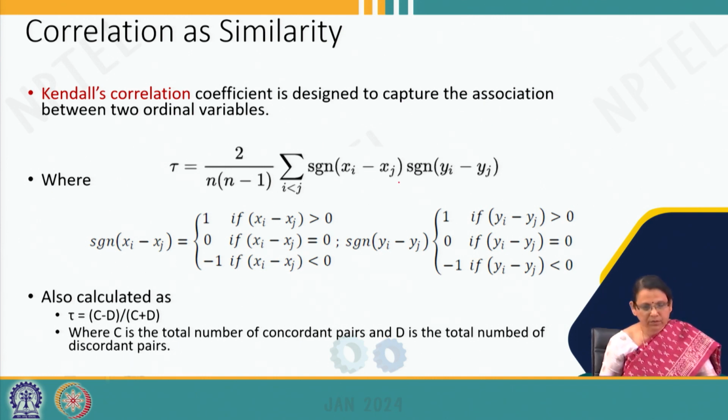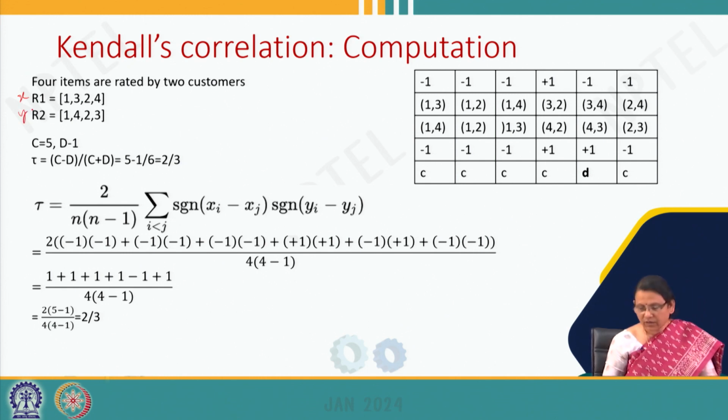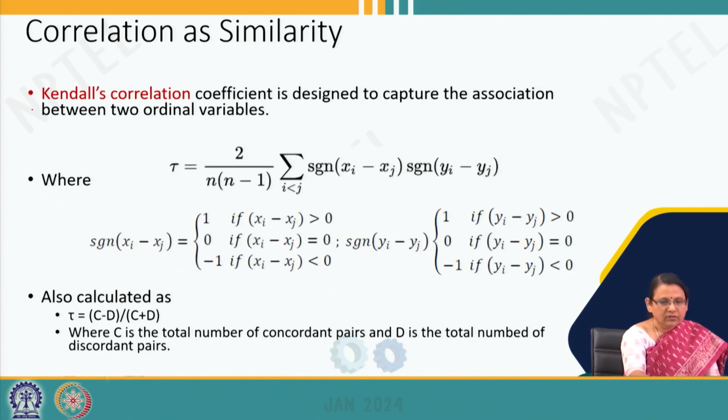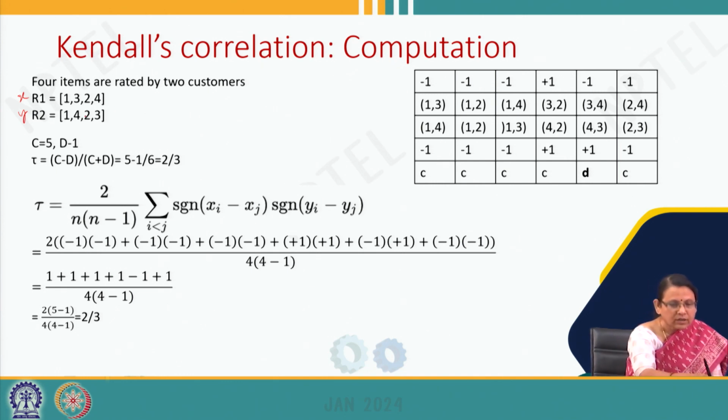Let us go back to the example. In that context we are calling this x and this y, so they were two vectors. In this Kendall's tau, n is the total number of pairs, which we get when we take these combinations. There are 4 elements here and 4 elements here, so we take n to be 4.